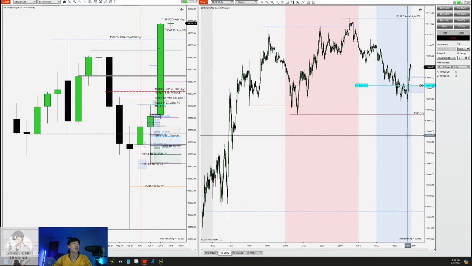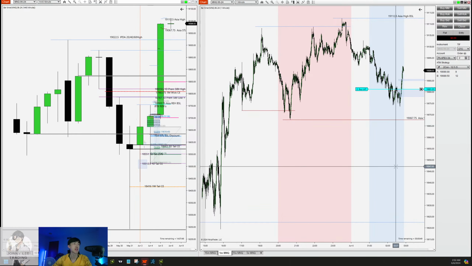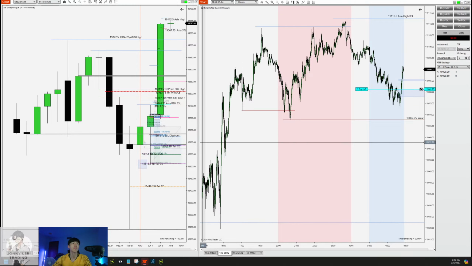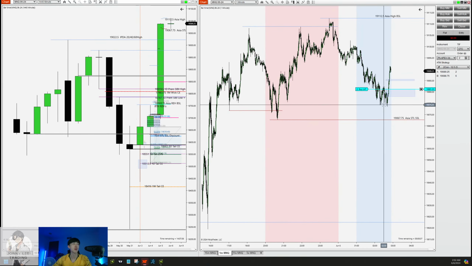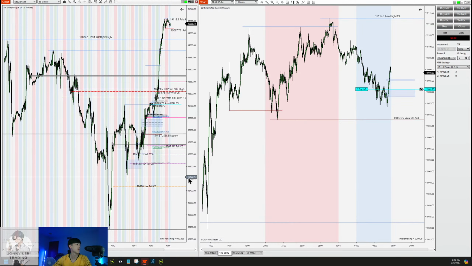So I'm noting that we have not taken out the sell side liquidity here. So I do consider this to be displacement. Let's go to the 15-minute chart though.